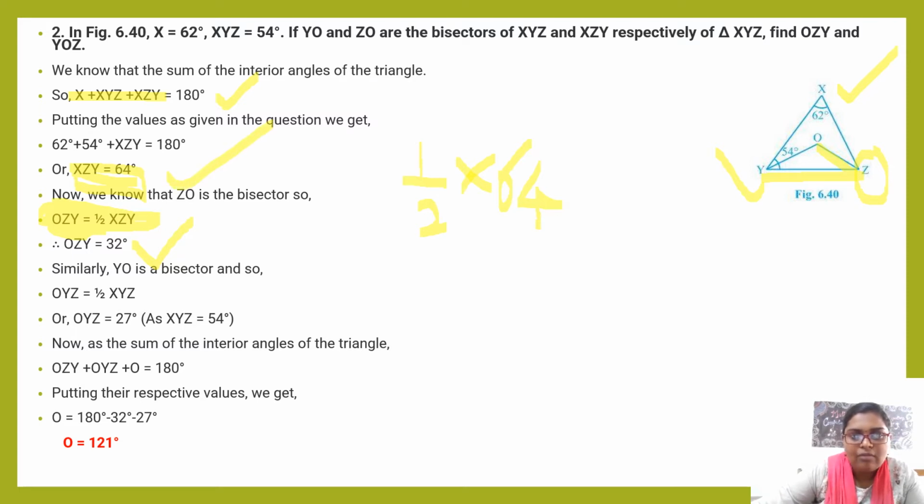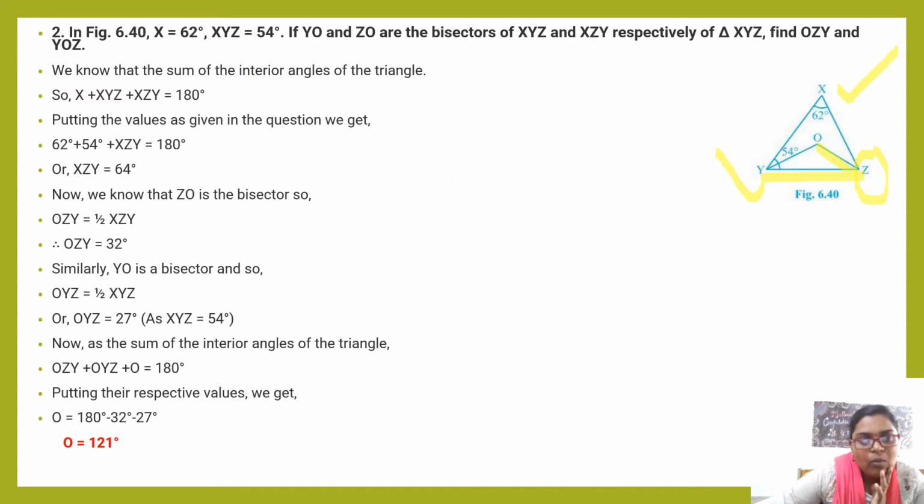Next, I told you half of XZY, so half of 64 gives you 32. So that part is over. Now we have to concentrate on the other bisector. Here your other bisector is OY, isn't it? So YO is also a bisector.